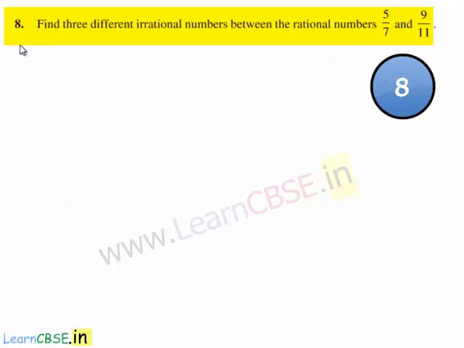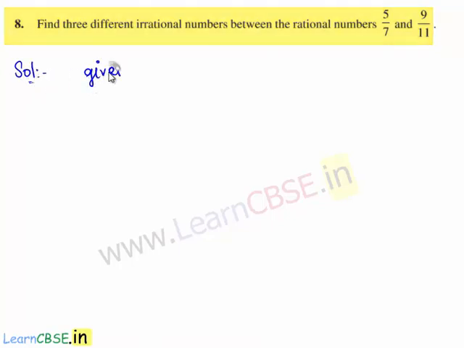Now let us move on to the 8th question. The question is, find 3 different irrational numbers between the rational numbers 5/7 and 9/11. So let's move on to the solution. So the given 2 rational numbers are 5/7 and 9/11. So to find 3 different irrational numbers between 5/7 and 9/11, let us first find their decimal expansions.